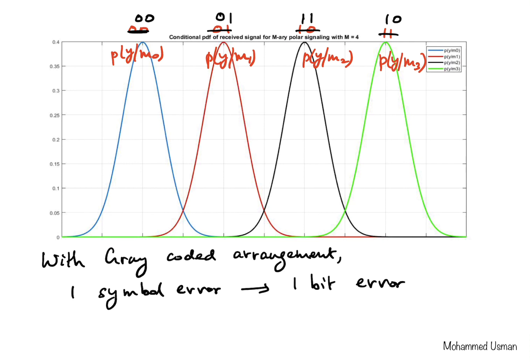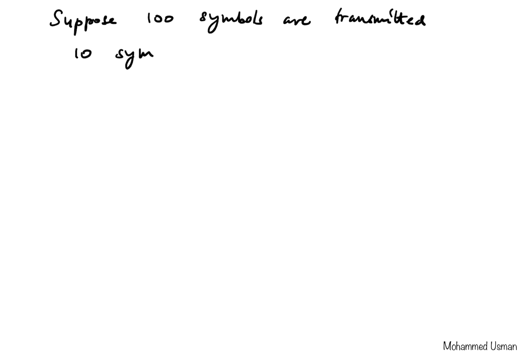And to understand that clearly, I'm going to use an example of a certain number of symbols being transmitted. So suppose let's say we are transmitting 100 symbols. Out of the 100 symbols that are being transmitted, 10 symbols have error. So the probability of symbol error in this case, probability of symbol error PE. So let me write that clear.